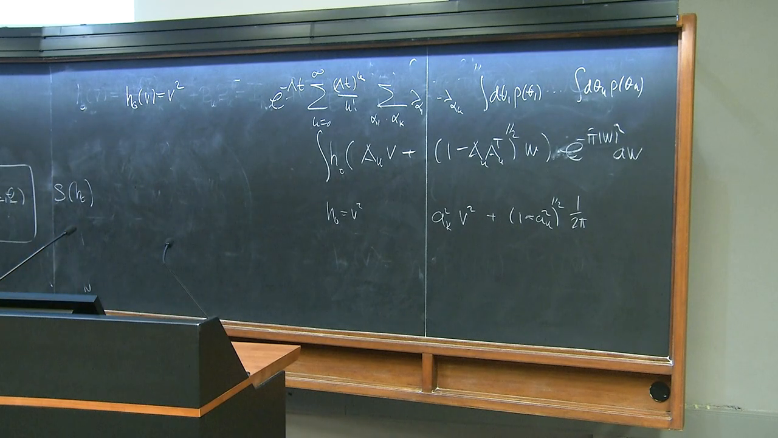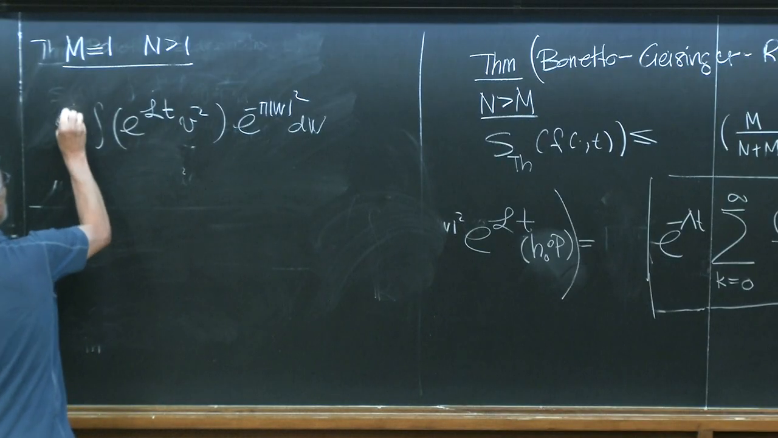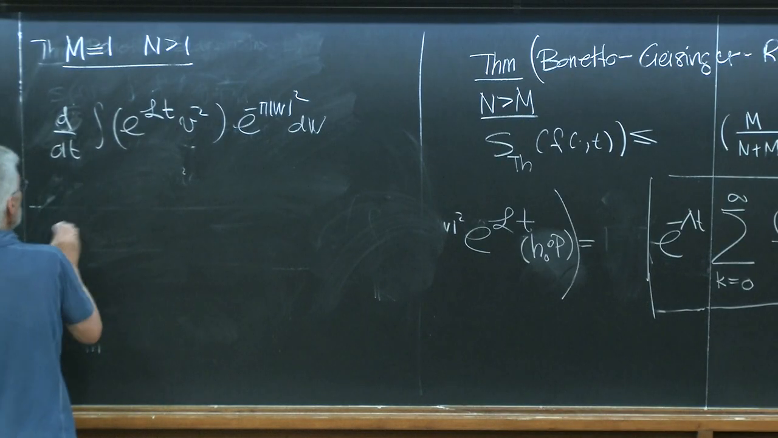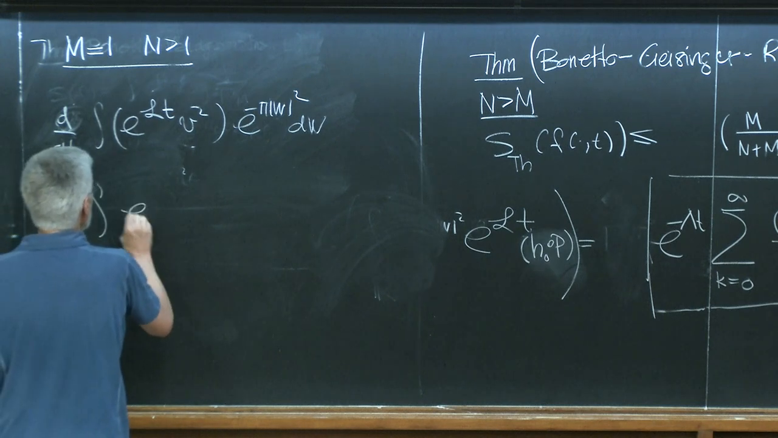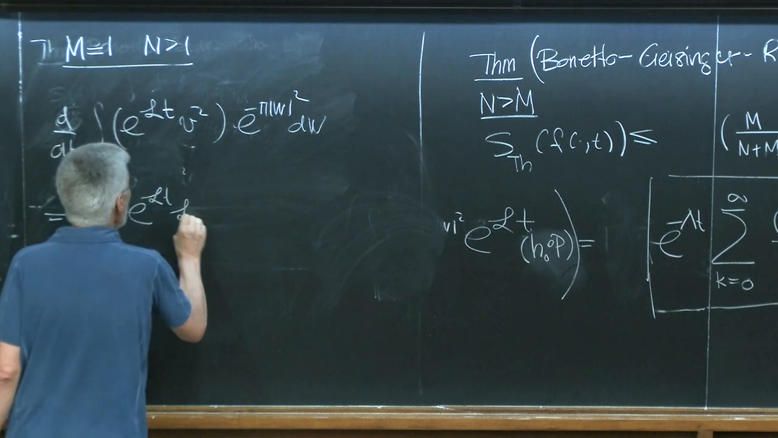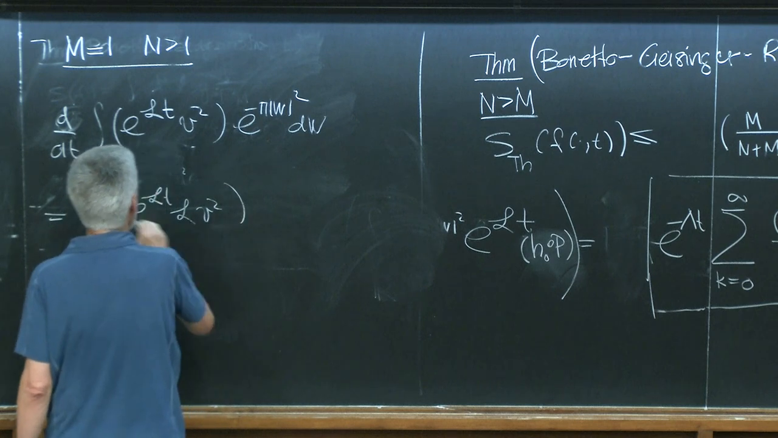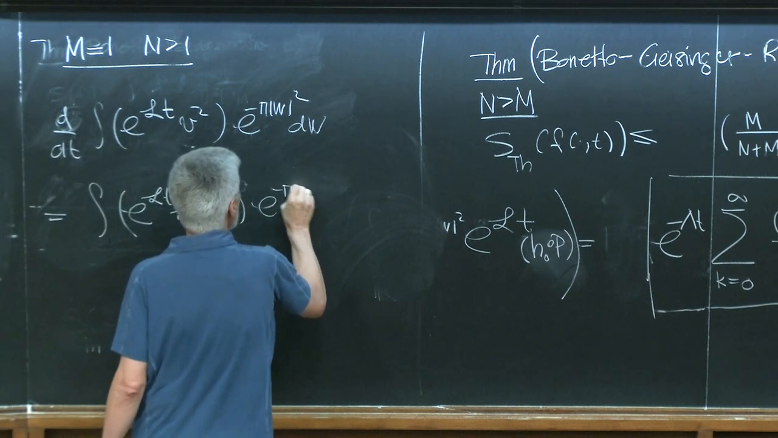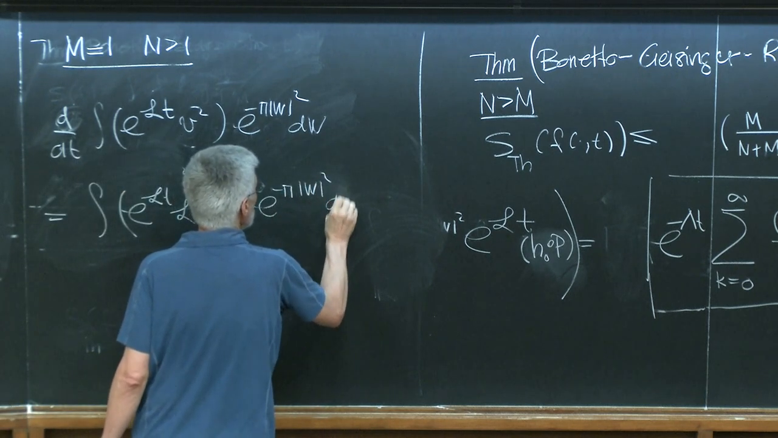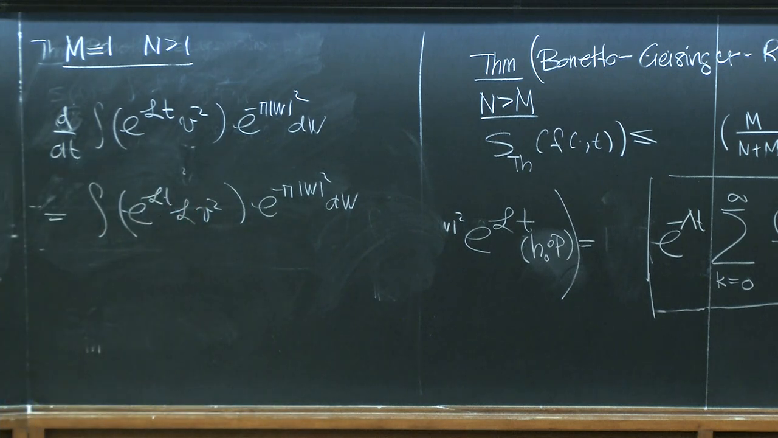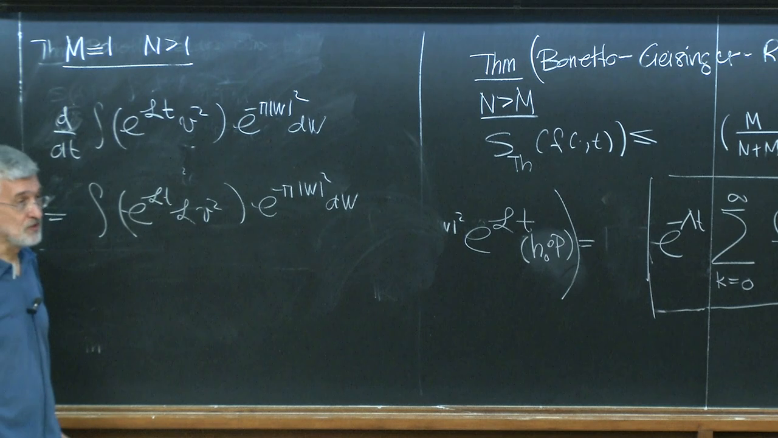And now you differentiate d/dt. And what you get is the integral of e to the lt, and you have an L in front applied to the v squared, e to the minus pi w squared dw. And now I think I propose to you as an exercise to compute what this is.